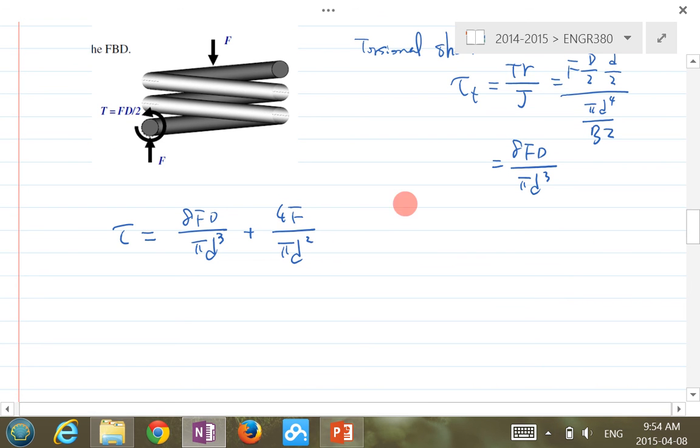And what we can do is define ourselves the so-called spring index C equal to capital D over small d. So this guy here is called the spring index. And we can also define another factor called Ks equal to (2C plus 1) over 2C. So this one here, we call the shear stress correction factor.